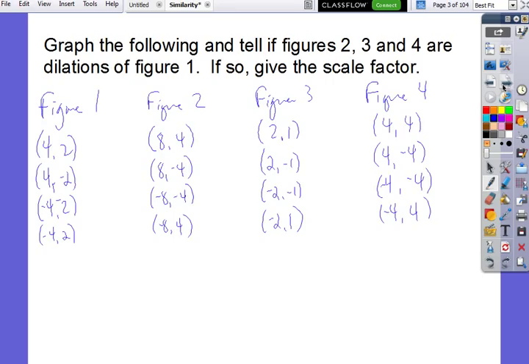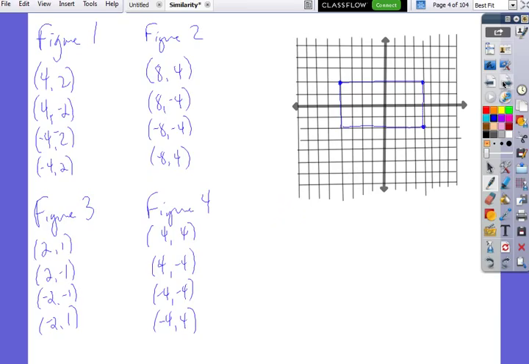All right, I'm going to graph these real quick. There's my original figure 1. So when I go to figure 2, all right, there's figure 2. Is figure 2 a dilation of figure 1? Yes. So yes, it is. The scale factor is 2. I can take the first figure, multiply all those numbers by 2, and I'm going to get every number in the second figure.